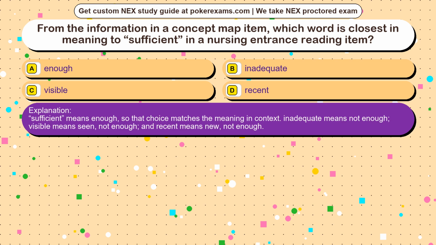Sufficient means enough, so that choice matches the meaning in context. Inadequate means not enough, visible means seen, not enough, and recent means new, not enough.